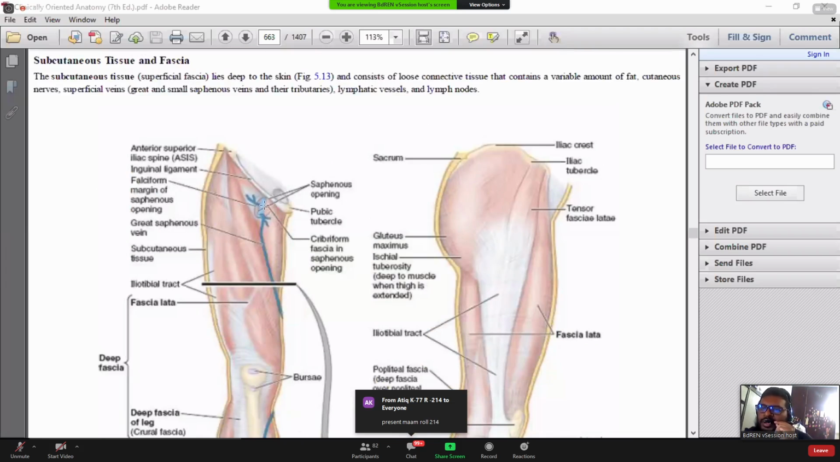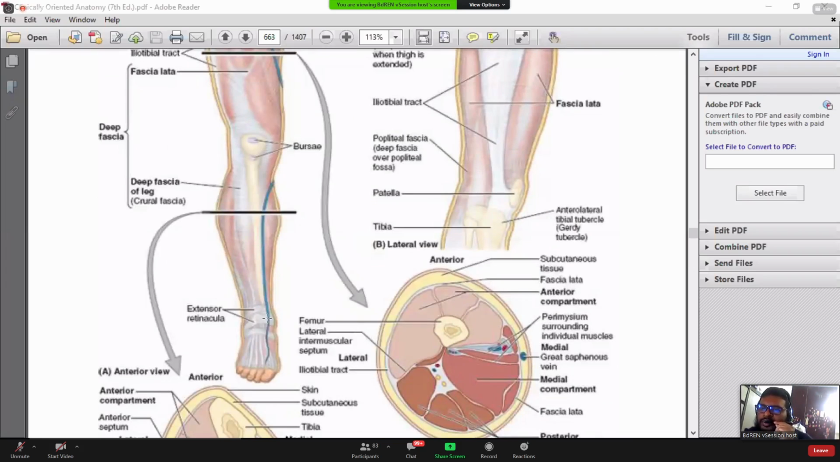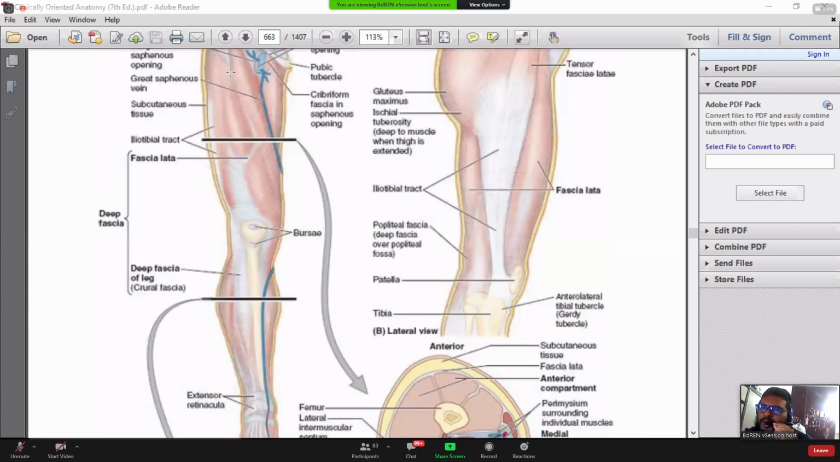Iliotibial tract, saphenous opening, then the intermuscular septum, extensor retinaculum, and flexor retinaculum, right? You have to study the extensor retinaculum and the flexor retinaculum in detail, and also the intermuscular septum, the saphenous opening and the iliotibial tract. These are all the modifications of the deep fascia.